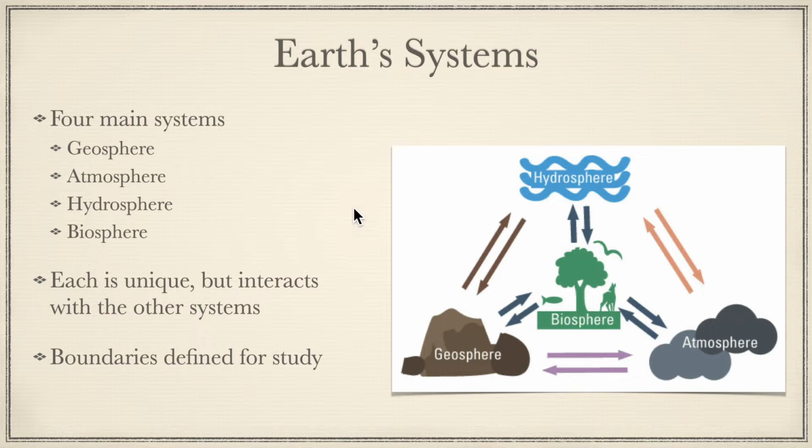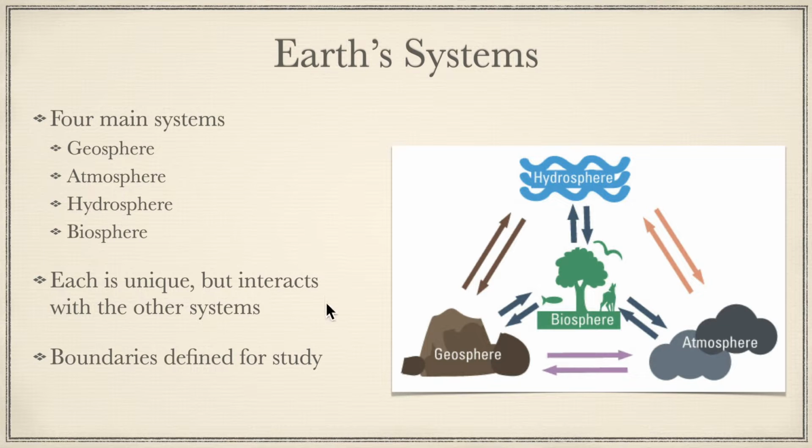We have the geosphere, which is all of the rocky, solid part of the Earth, and the mantle and the magma and all that good stuff, the molten rock below the surface. The atmosphere, which is all of the gases surrounding the planet. The hydrosphere, which is all of the water on the planet, either on the surface or groundwater or in the atmosphere. And then also the biosphere, which is all of the living things on the planet.